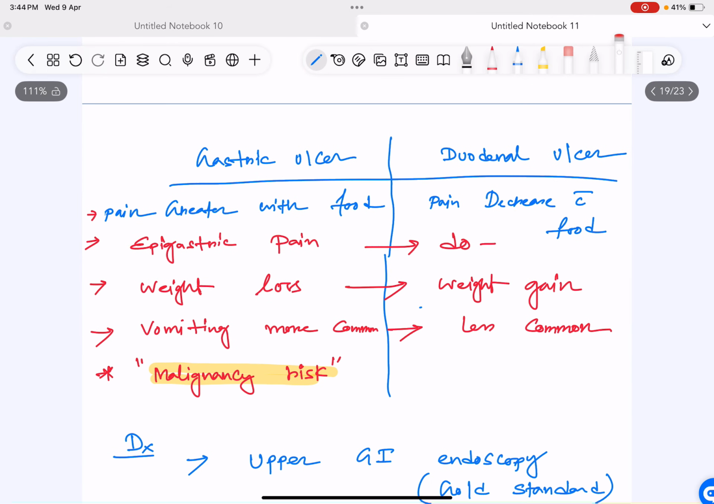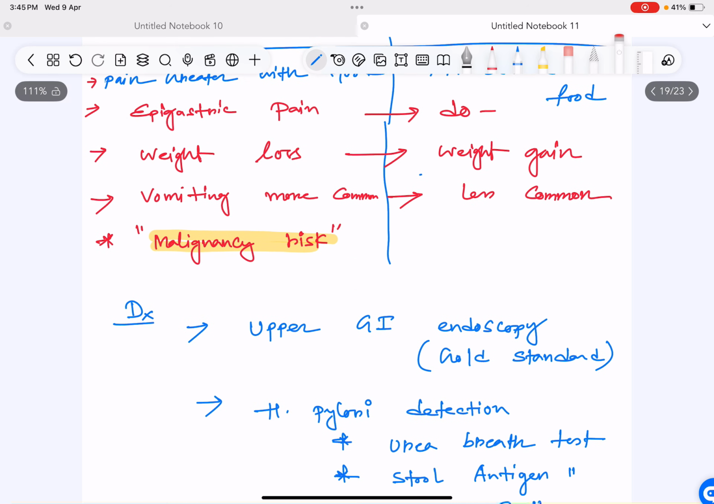So about gastric versus duodenal ulcer: gastric, G for gastric, G for greater with food; duodenal, D for duodenal, D for decreases with food. Because duodenal ulcer pain decreases with food consumption, you will have weight gain in duodenal ulcer, because you are always going to take food so that your pain is reduced. But in gastric ulcer, because it is greater with food, you will decrease food intake, so there will be weight loss. Both present with heavy gastric pain. Vomiting is more common with gastric ulcer, and only gastric ulcer has increased risk of malignancy. Duodenal ulcer is not associated with risk of malignancy.